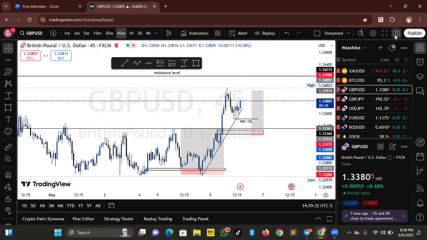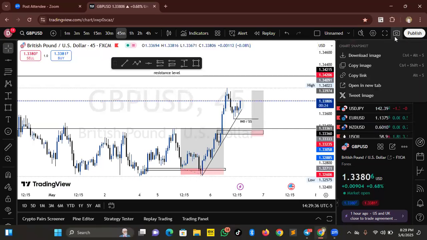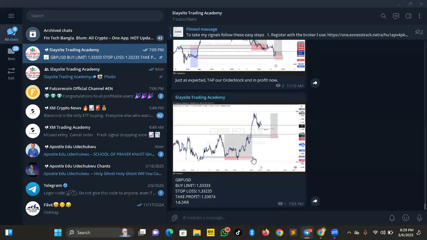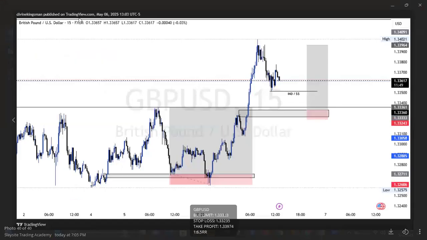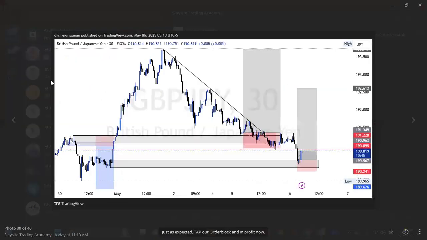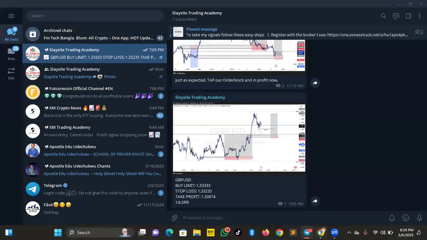So in case next time you see me screenshotting my chart to send you, you can see this camera icon here, right? When you click on it, I just click on copy or download image. It's going to download this chart that you're seeing here. That's what I usually use to post signals on my group. So when you see me posting something like this, this is just how I get it. I just click on copy or download and I get it easily.